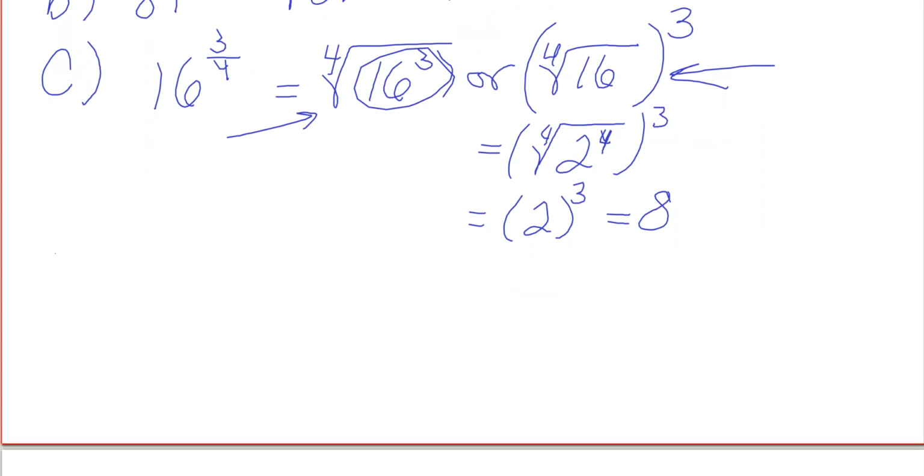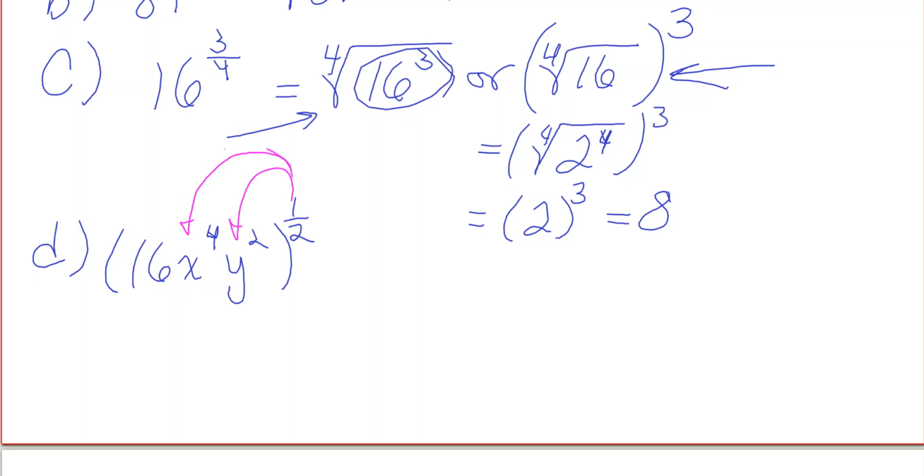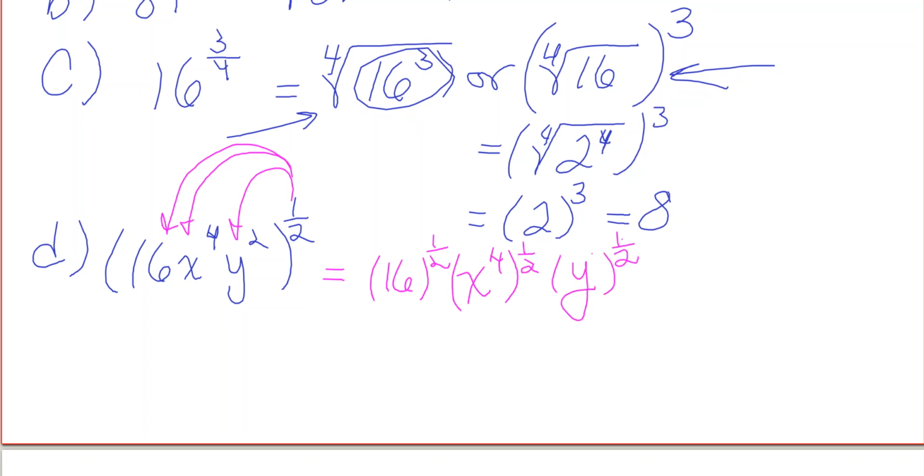Okay, let's do our last one. This is probably my favorite one. So say we've got 16x to the 4th y squared, all to the 1/2. So I've got to use one of my rules of exponents to do this one. I've got to make sure everybody gets a 1/2 power. So I'm going to be distributing here. So I'll get 16 to the 1/2, x to the 4th to the 1/2, y squared to the 1/2.